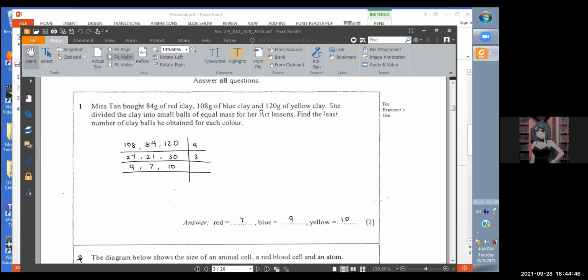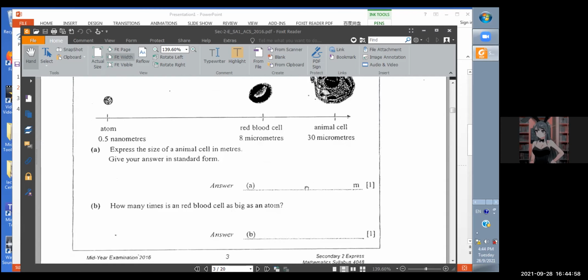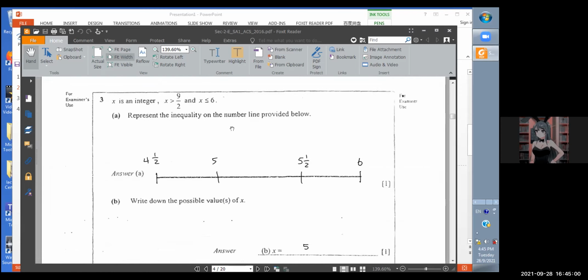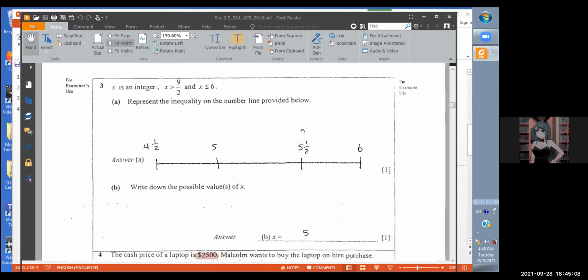Okay, let me just quickly look at it. Miss Tan bought this, and then she divided clay into small balls of equal mass. Find the least number of clay balls you obtain for each color. Okay, yep, good. I think probably this is the question you want me to go through. Question 3, right? Yeah. Okay, good. In fact, question 3, this is called inequality.